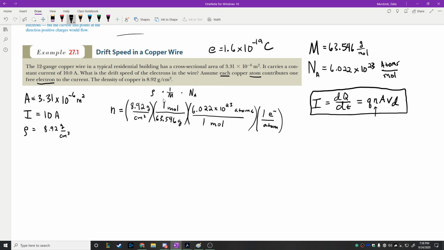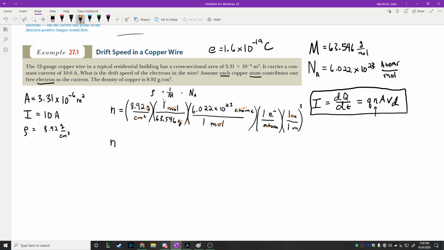And then we probably want to get it into meters cubed, right? Because this is in meters squared. So centimeters cubed, if I want to convert that to meters cubed, what we would do is put 1 meter down here, and then 1 centimeter up here, and then we would cube it. And I believe that should give us the units we want, right? Because everything cancels out: centimeters cubed with centimeters cubed, atom and atom, mole and mole, gram and gram, and we're left with just number of electrons per meter cubed, which is what we want. So it's rho times 1 over m times Avogadro's number, and then multiplied by some other things, which are basically just equal to 1.